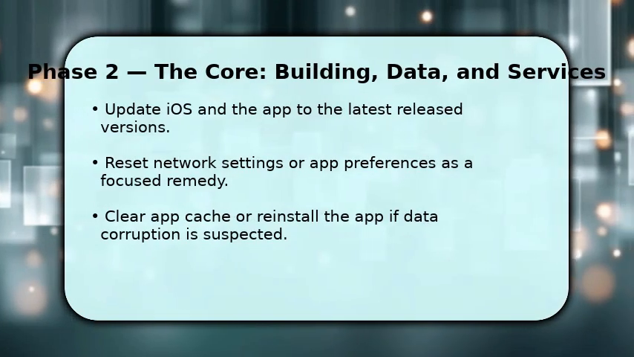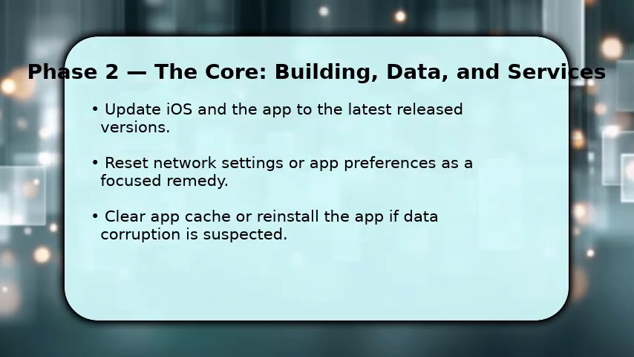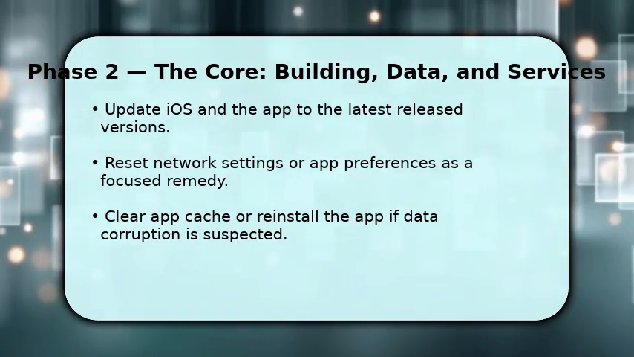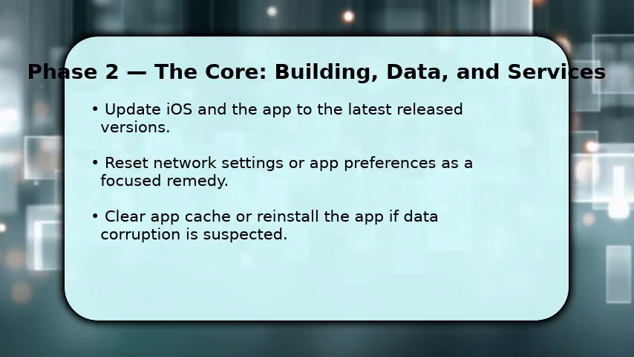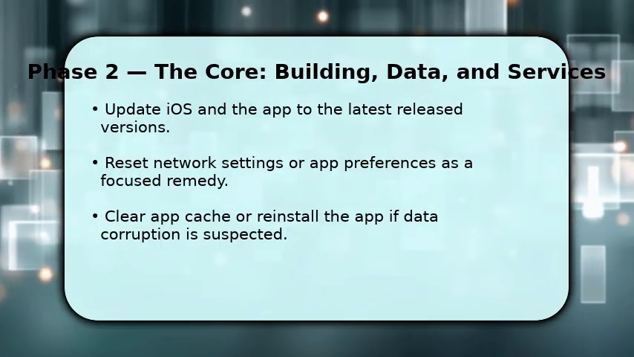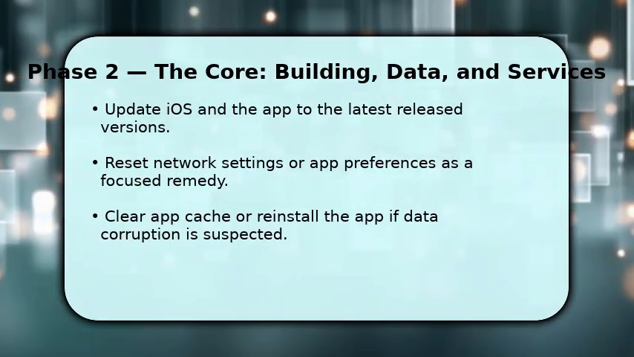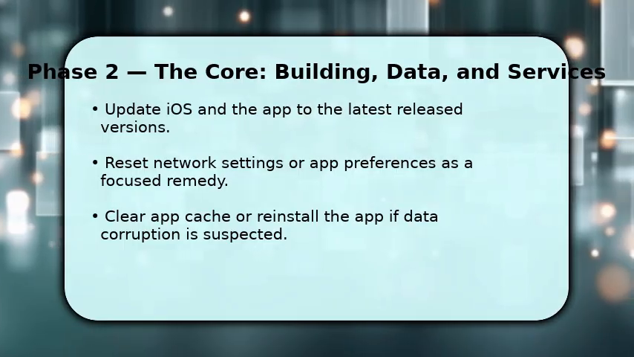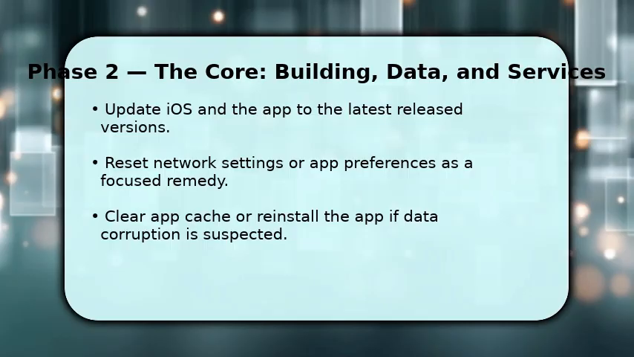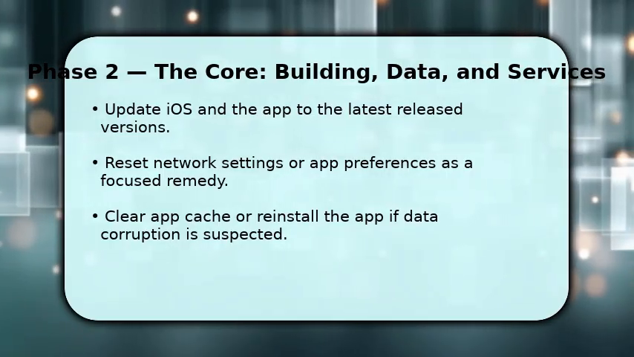Once done with backups and reproduction notes, update iOS and the app because many bugs are fixed in patches. Install them and retest. If the bug persists, reset network settings or clear app preferences to remove corrupted configurations without erasing your entire device. You can also offload or delete and reinstall the app to refresh its data.